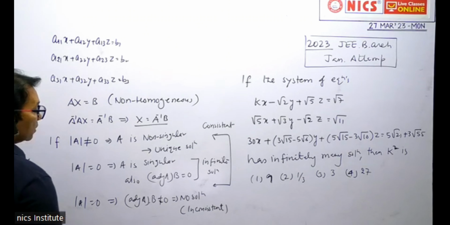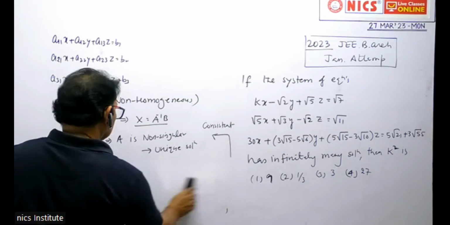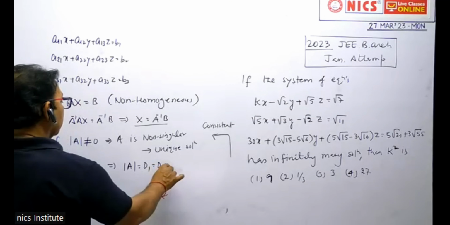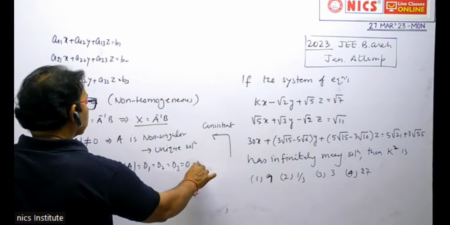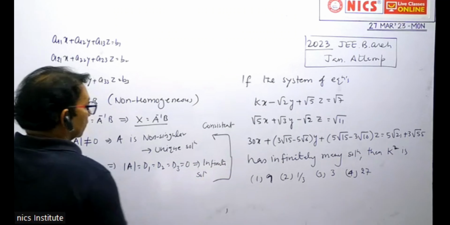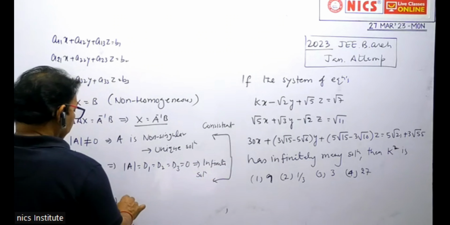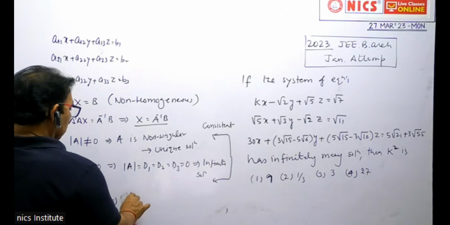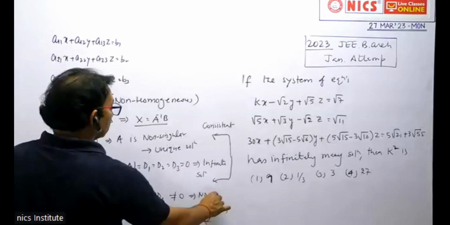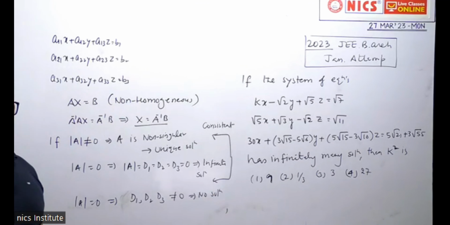In the determinant method, what we do is we find determinant A, we find D1, we find D2, we find D3. If all these four are zero, we say the system has infinite solutions, and the system is said to be consistent. And if determinant A is zero, and out of D1, D2, and D3 at least one is non-zero, then we say it has no solution. And with no solution, we say the system is inconsistent. Right?